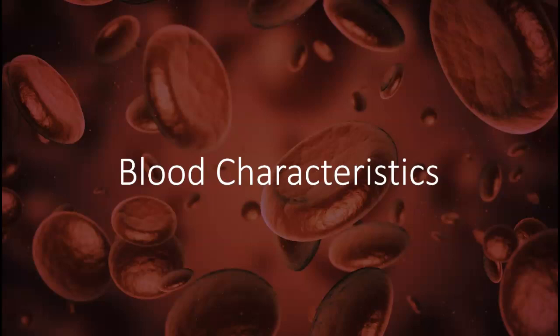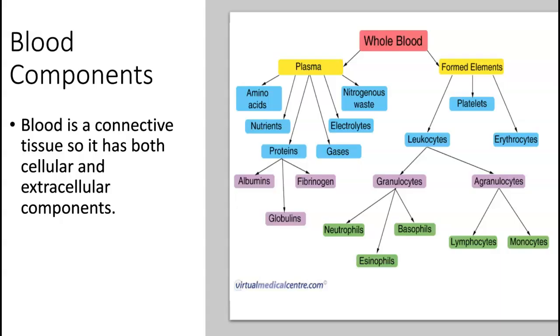This lecture video is going to look at some of the general characteristics of blood. So first of all, we need to talk about the parts that make up blood. And this is just a general overview. We're going to get very specific about each one of these parts. But blood is divided into two different components, the plasma and then the formed elements.